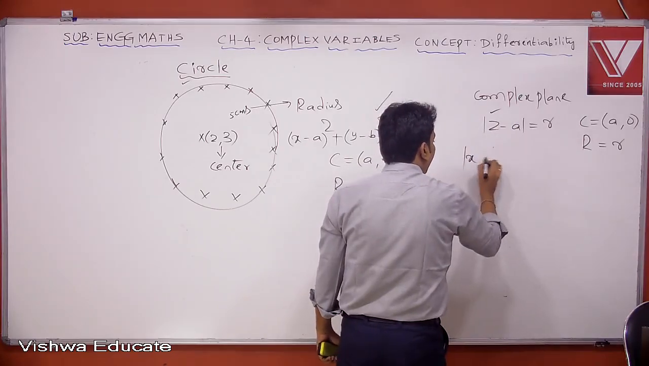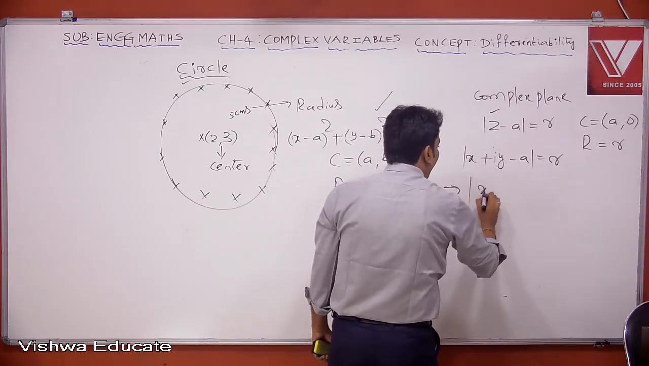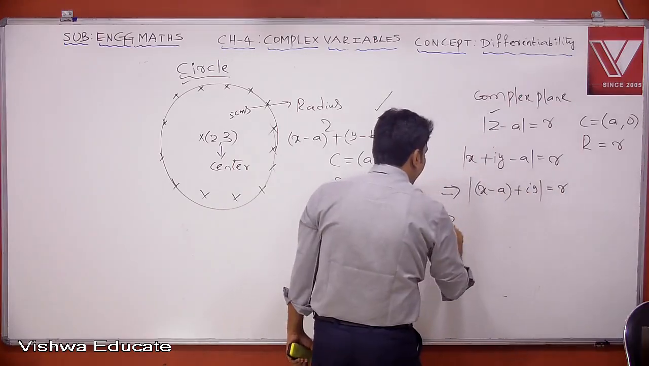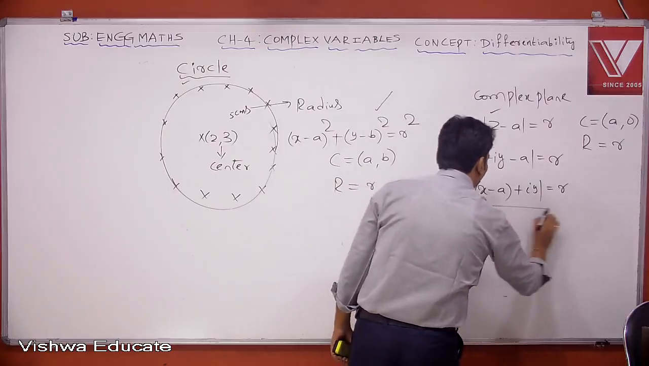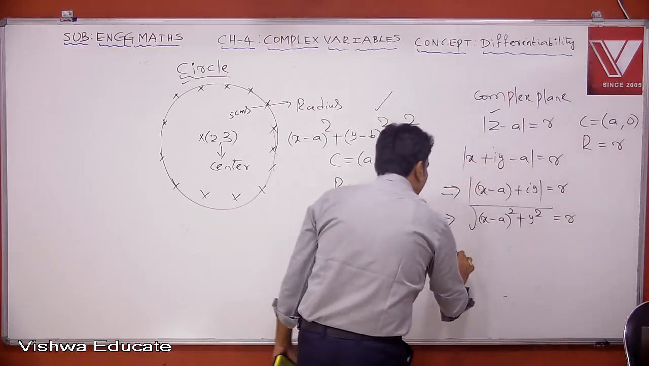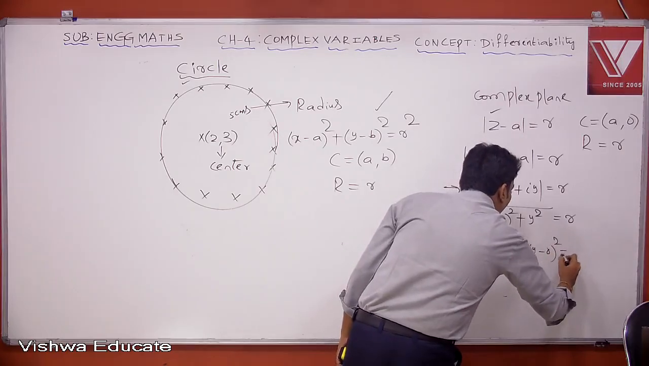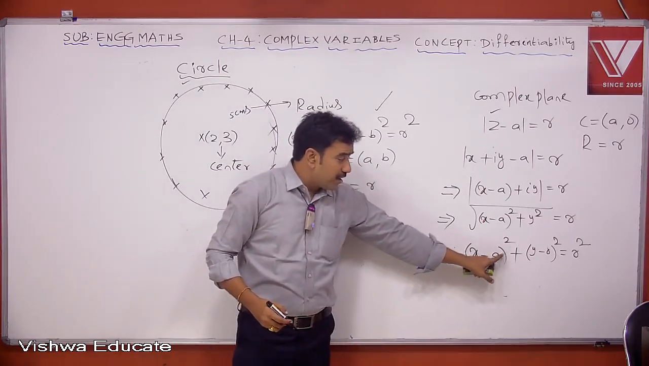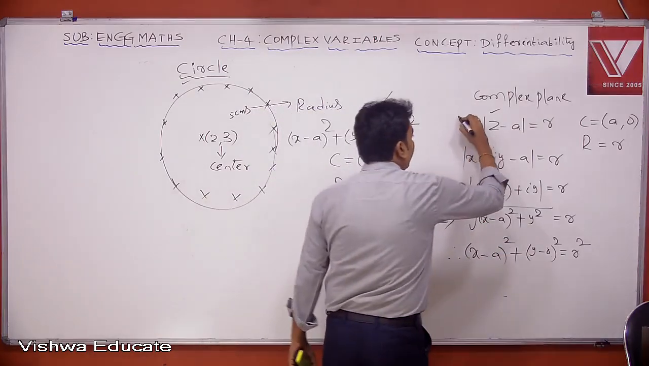Let us see. Here z is x + iy. So this implies modulus of (x − a) + iy = r. This implies modulus of x + iy, but in place of x we have x − a. So therefore this is the square root of (x − a)² + y² = r. Apply squaring on both sides. I will get (x − a)² + (y − 0)² = r². Now when you compare this with the earlier equation, its center becomes (a, 0), and radius is r. So this is the equation of a circle in the complex plane.